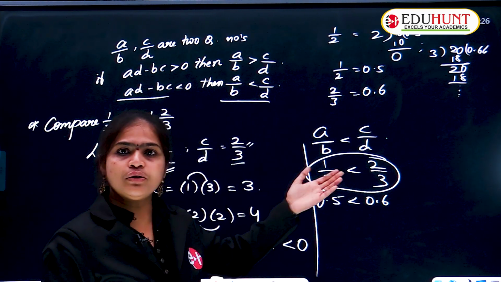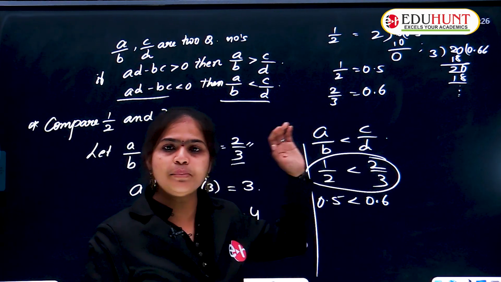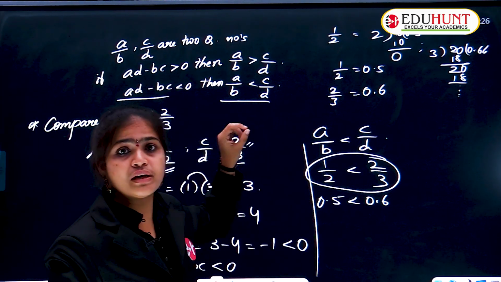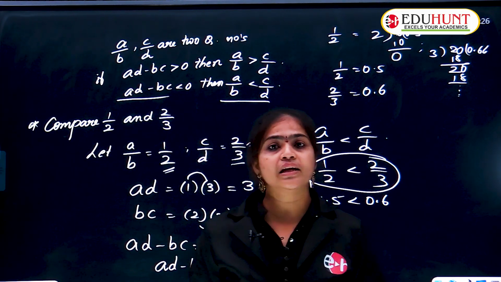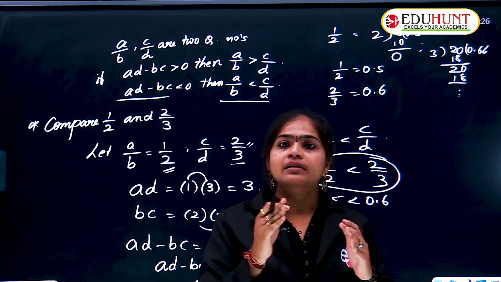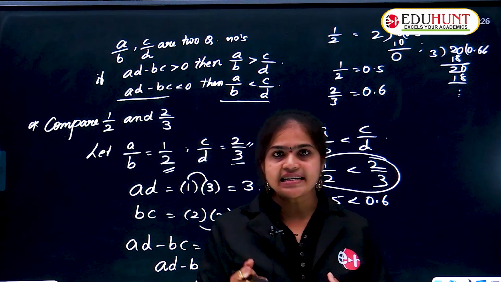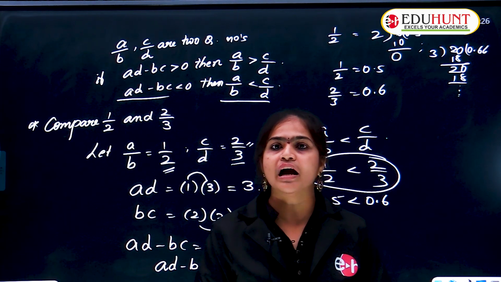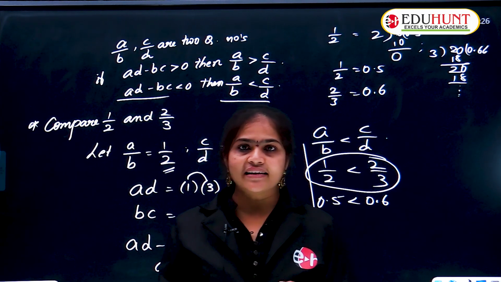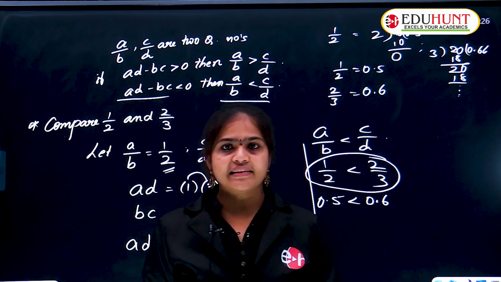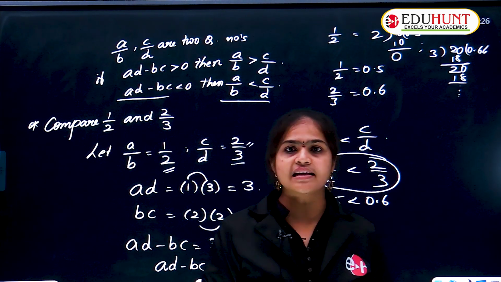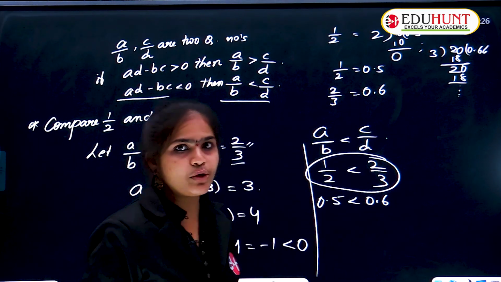So there is no need to convert into decimals; directly use the ad minus bc conditions. If you remember these two conditions, you can easily compare. First take a by b and c by d. Next, find the ad value and the bc value. If ad minus bc is greater than 0, then the first fraction is greater than the second one. If ad minus bc is less than 0, then the first fraction is less than the second one. Understood? One more example.